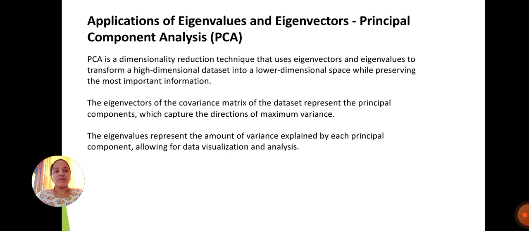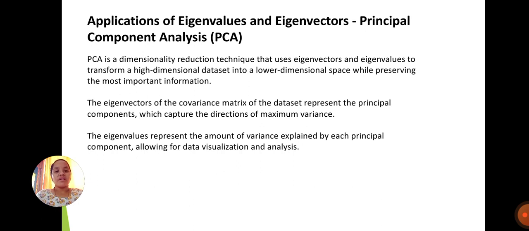Application of eigenvalues and eigenvectors. Principal component analysis. PCA is a dimensionality reduction technique that uses eigenvectors and eigenvalues to transform a high dimensional data set into a lower dimensional space while preserving the most important information.